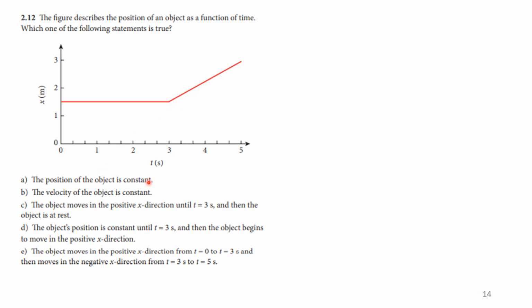Okay, so let's see. The position of the object is constant. It's constant till 3 seconds, but not for the whole graph. So the first option is wrong. The velocity of the object is constant. Not really, because at the beginning the velocity was 0, and then we have another value of velocity. So we have two values for velocity here, so it's not constant. So B is wrong as well. What about C? The object moves in a positive x direction until 3 seconds, and then is at rest. No, it's just the opposite. The object is not moving in the first 3 seconds and then starts to move. It's opposite to this statement.